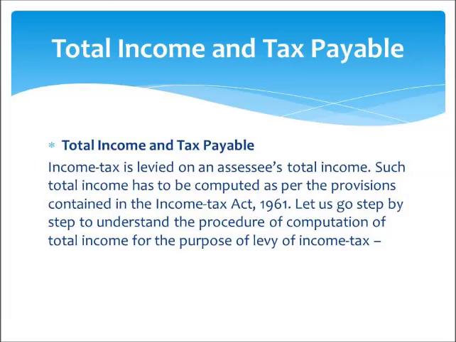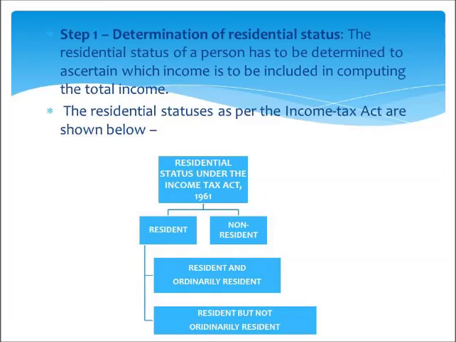The first step in the computation of the total income of an assessee is the determination of residential status of the assessee. This is the first step in the series of steps that we have to follow for the computation of the total income. The residential status of a person has to be determined to ascertain which income is to be included in computing the total income.